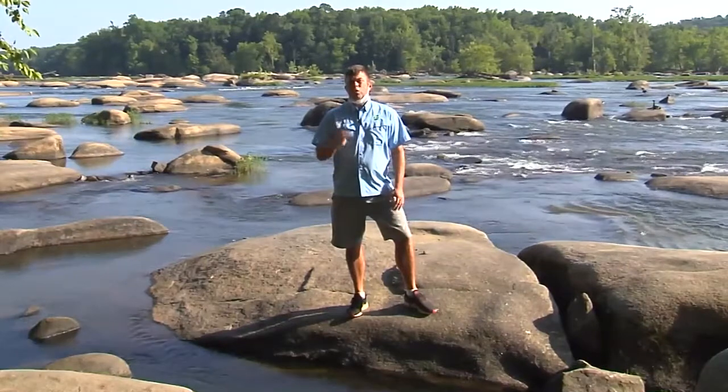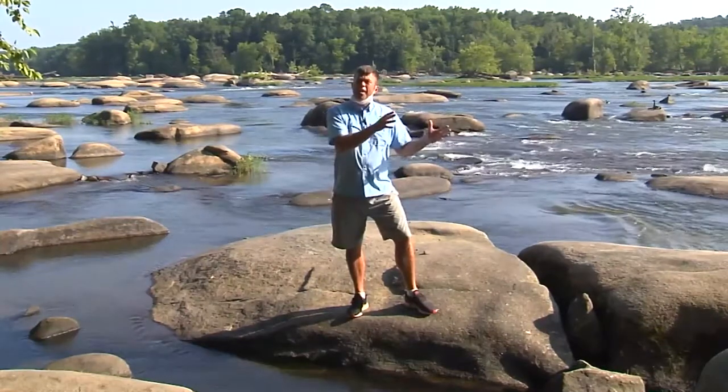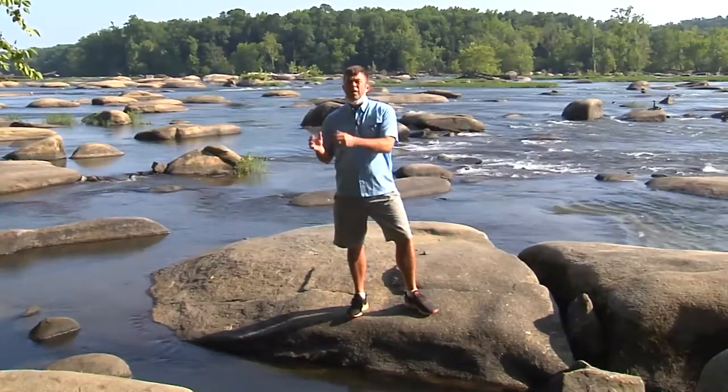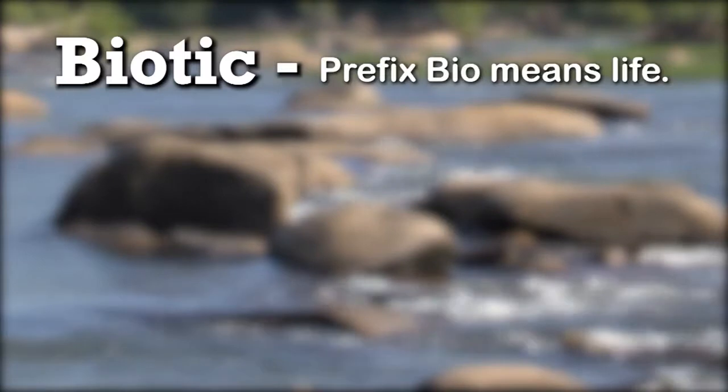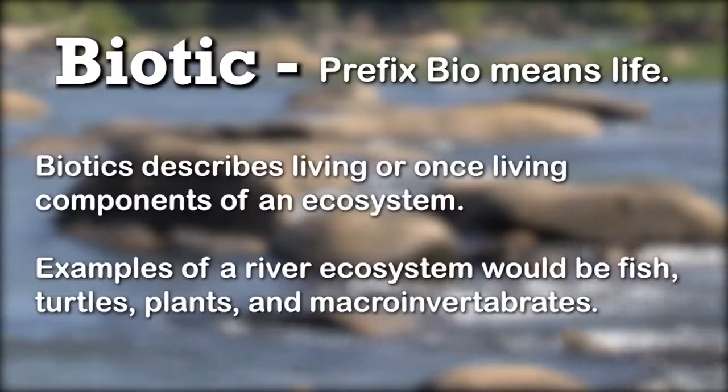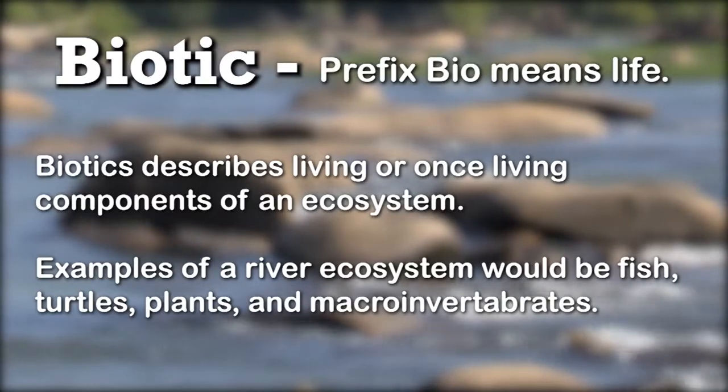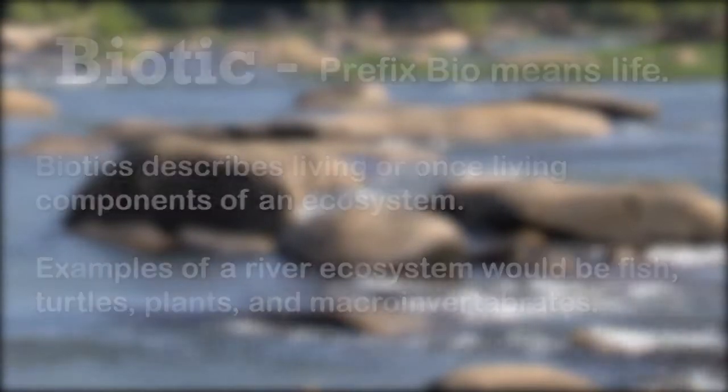There's two components to water quality testing. There's an abiotic component and a biotic component. Today, we're going to focus on the biotic component. The term biotic has a prefix, bio, which means life. Biotic describes living or once living components of an ecosystem. Examples of a river ecosystem would be fish, turtles, plants, and macroinvertebrates. These are all living, and they can be tested to identify water quality.